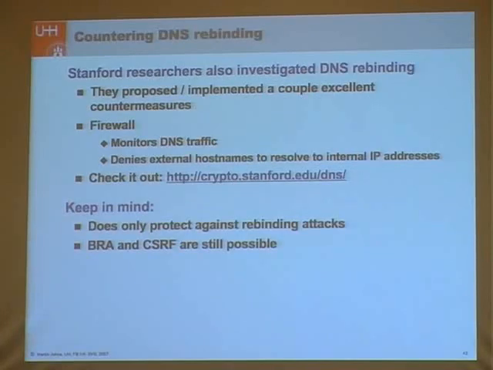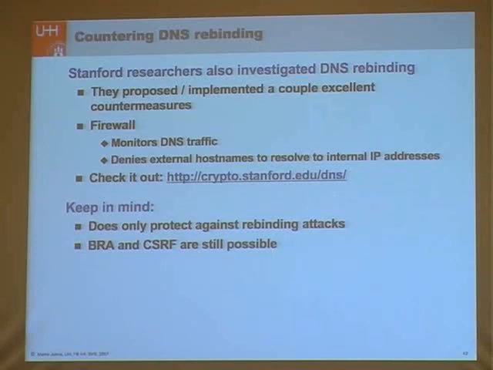And there are more approaches to countering DNS pinning. People at Stanford are doing really good work in this direction, and they proposed a couple of interesting countermeasures. One I really like is a firewall, which has only one purpose. It monitors DNS traffic, and if it encounters DNS traffic that tries to bind an external domain name to an internal IP address, this DNS traffic is dropped and not allowed. I think this is a rather effective and good countermeasure against DNS pinning or DNS rebinding attacks into an internal network. We have source code on the website, so check it out.